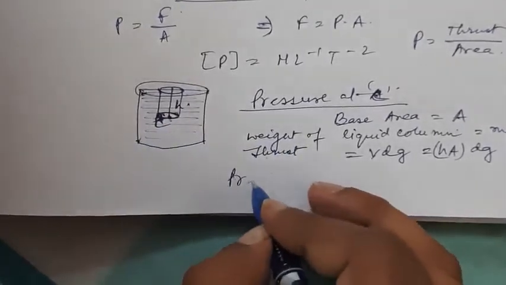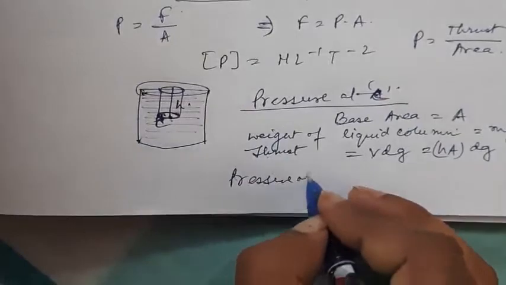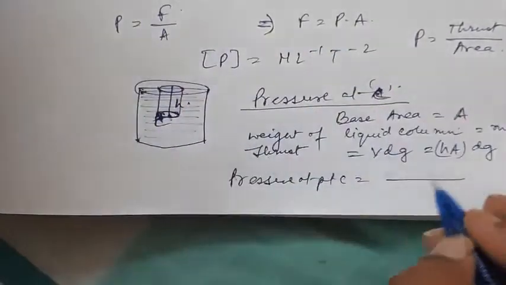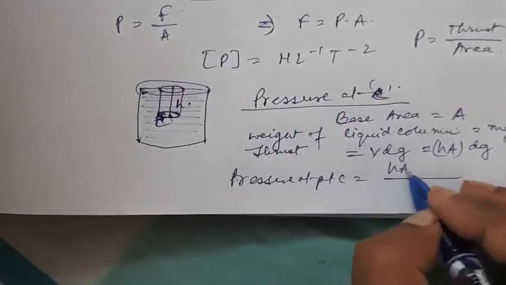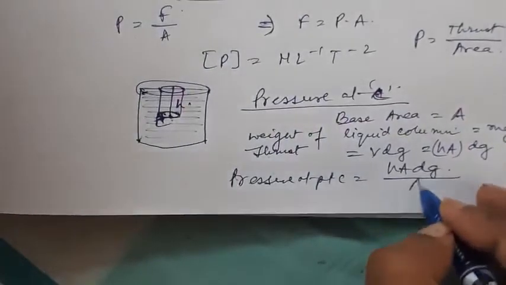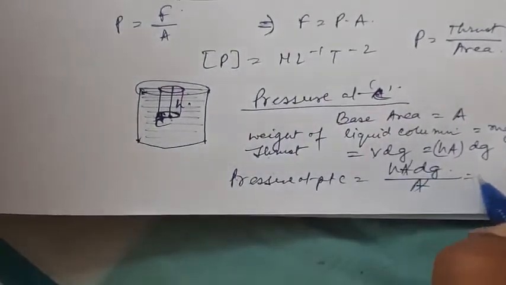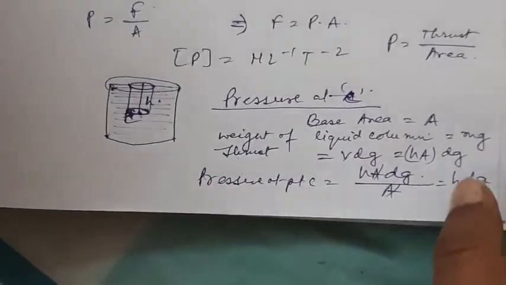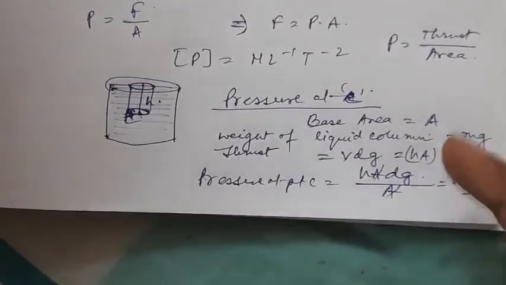So the pressure at point C must be equal to, we know from definition, force by area or thrust by area. So h A d g by area A. So A gets cancelled, the formula comes as h d g. In many books you can find the density written as rho and not d.